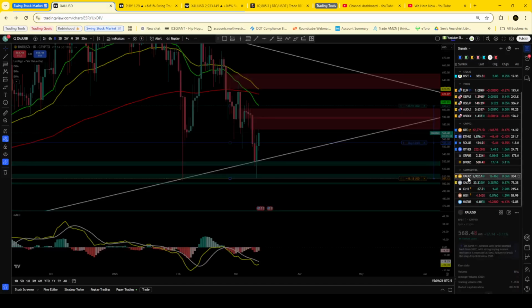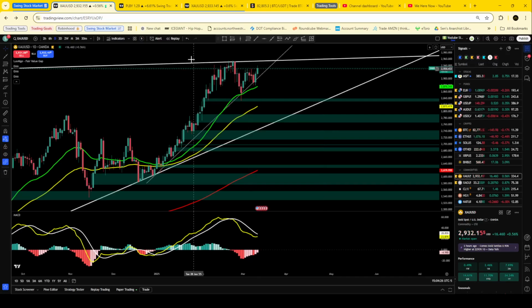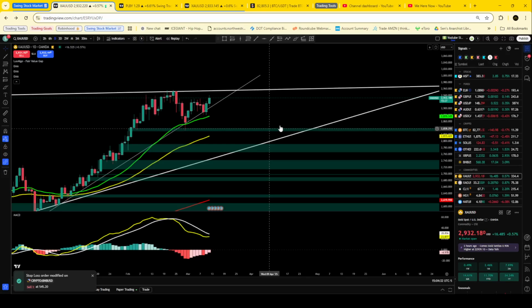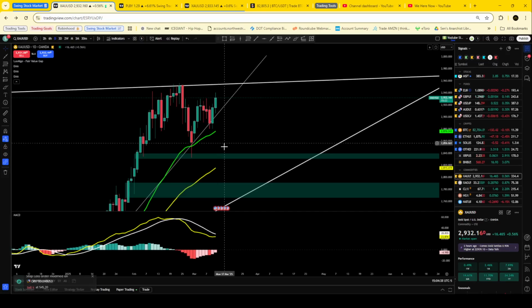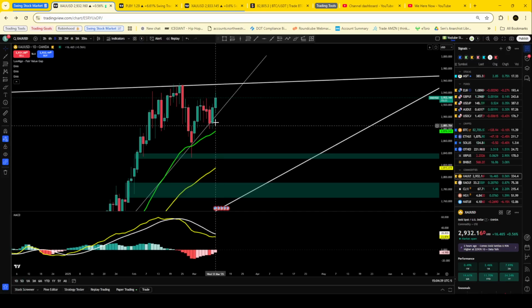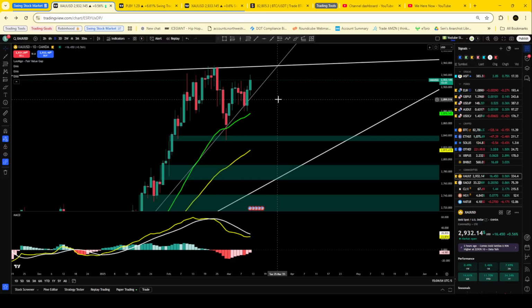We have gold. Gold is looking very good. It's looking like three white soldiers. I believe that's what the pattern is called. It's basically three bullish candles, medium to large size candles in a row, which is a bullish signal.